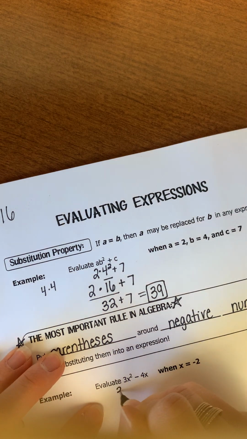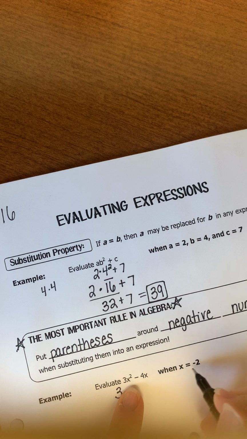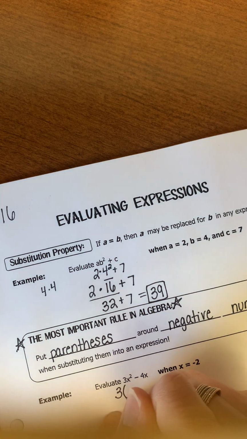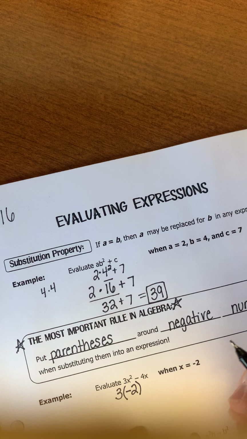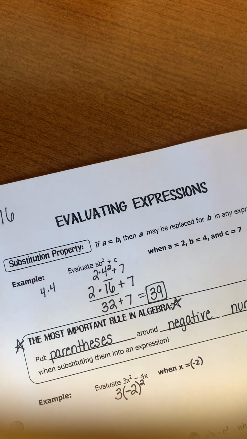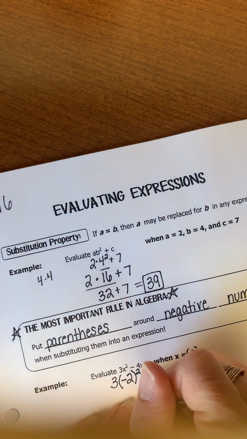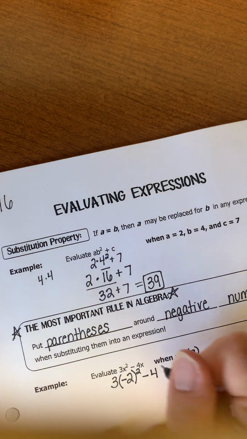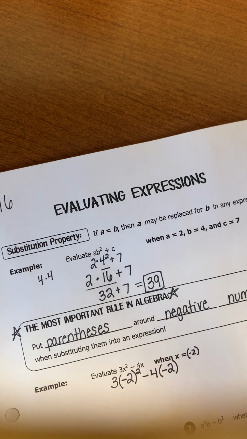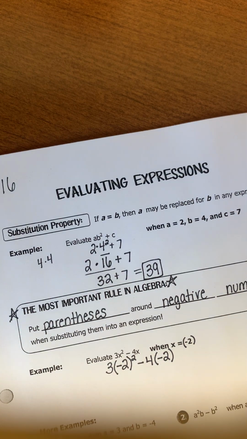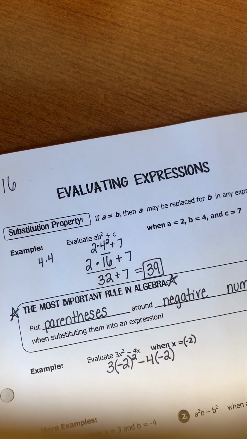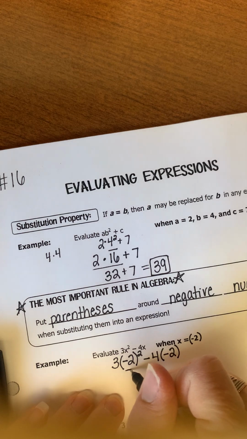So 3 comes down. I'm going to leave a little bit of space. I see x is a negative 2. The minute I see it's a negative 2, I'm putting it in parentheses and my exponent stays on the outside. Only the negative number goes into parentheses. Minus 4 and then negative 2 in parentheses. So I've taken my letters out and I've put my numbers in. Everyone following?